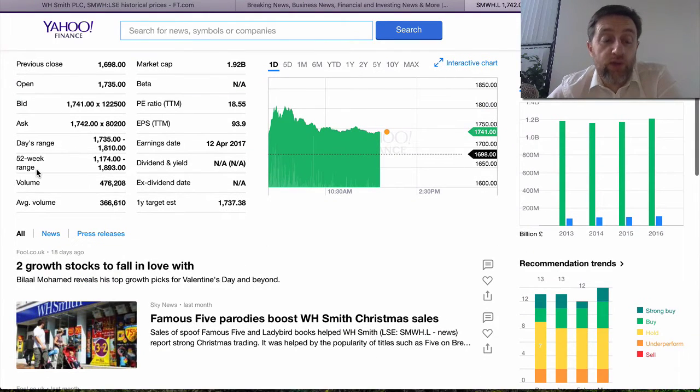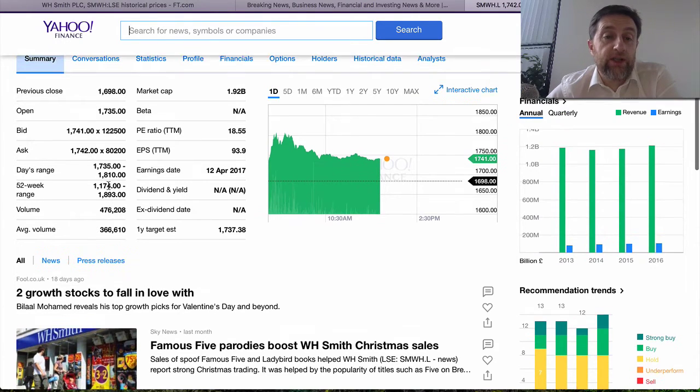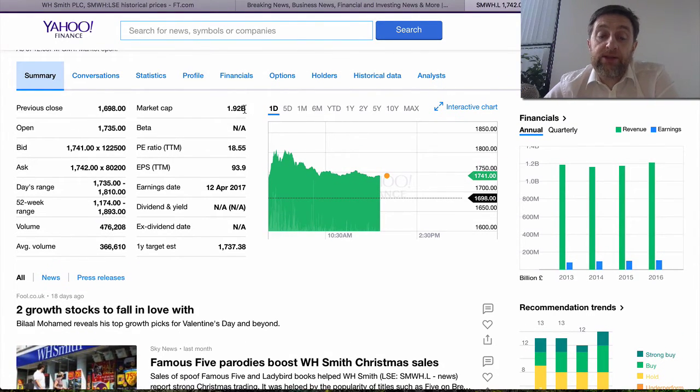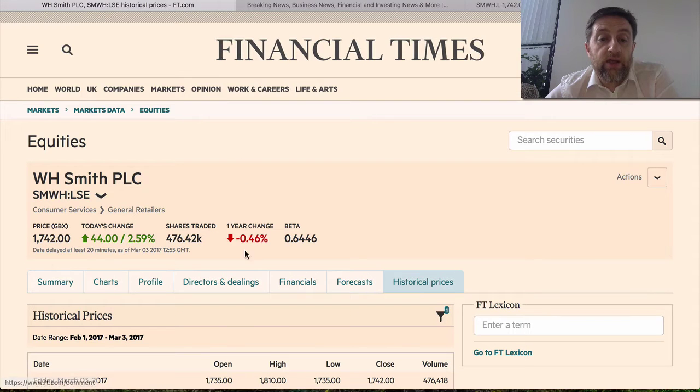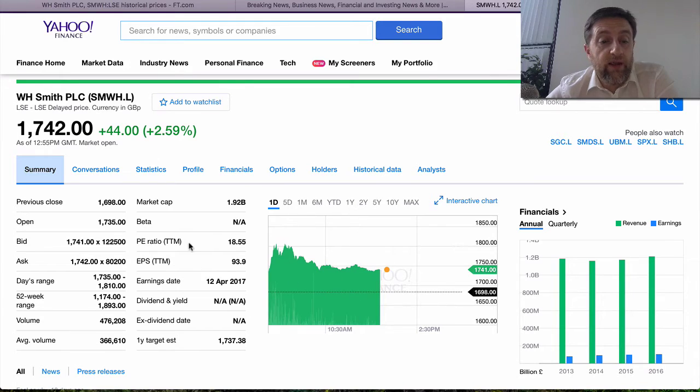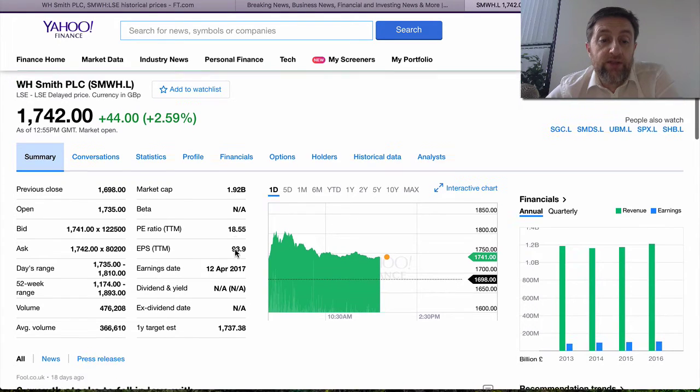This is the 52-week range. There's the number of shares that have been traded. That's the average volume, so there's a bit more shares traded today. The market cap is the value of the equity, so 1.292 billion. You see that Yahoo Finance doesn't have a value for the WH Smith beta, whereas FT has a value of 0.6446. That happens. Here's a price earnings ratio, 18.55.